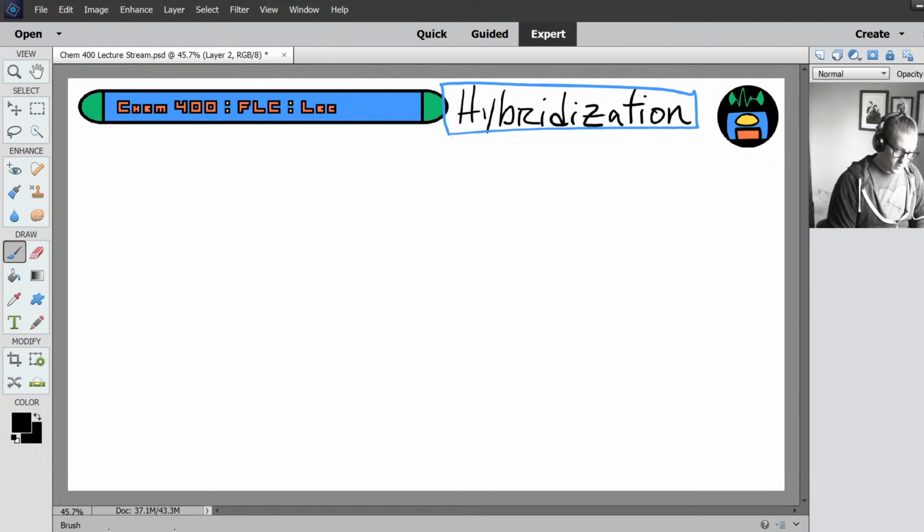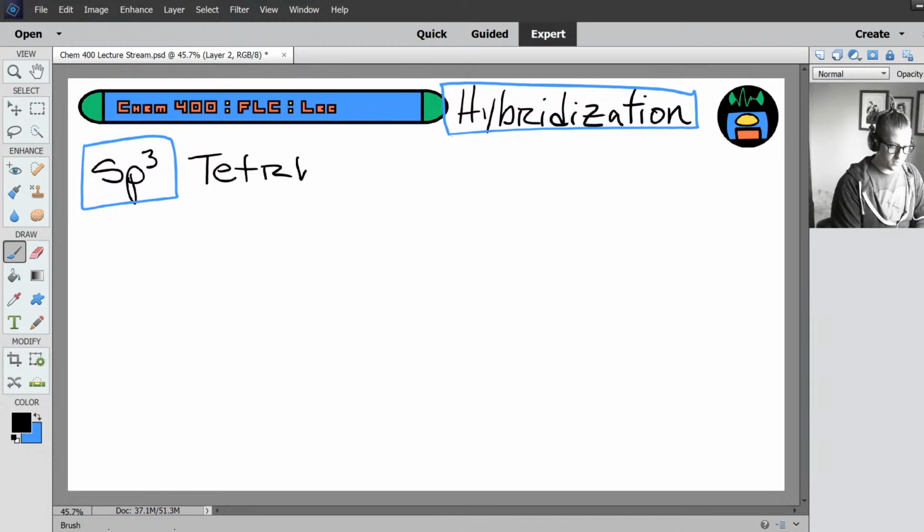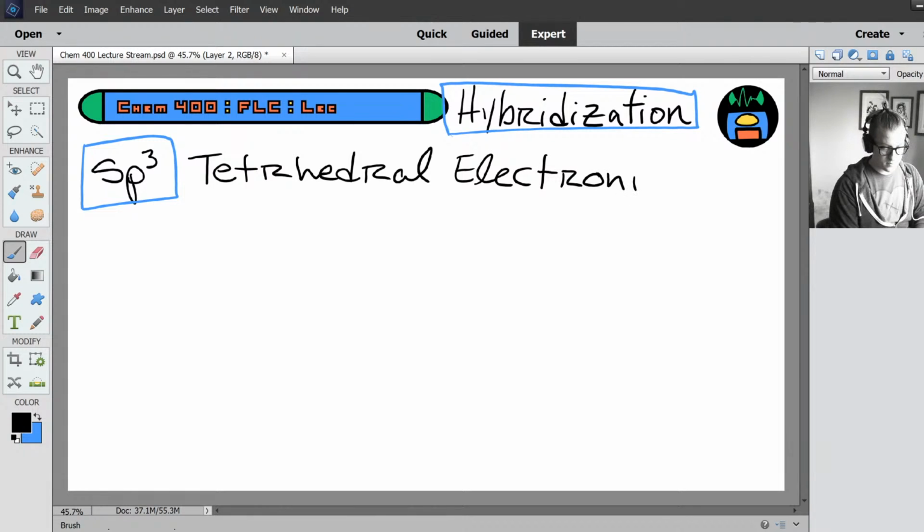And on Monday, we were talking specifically about sp3 hybridization, and how every atom with a tetrahedral electronic geometry is sp3 hybridized.